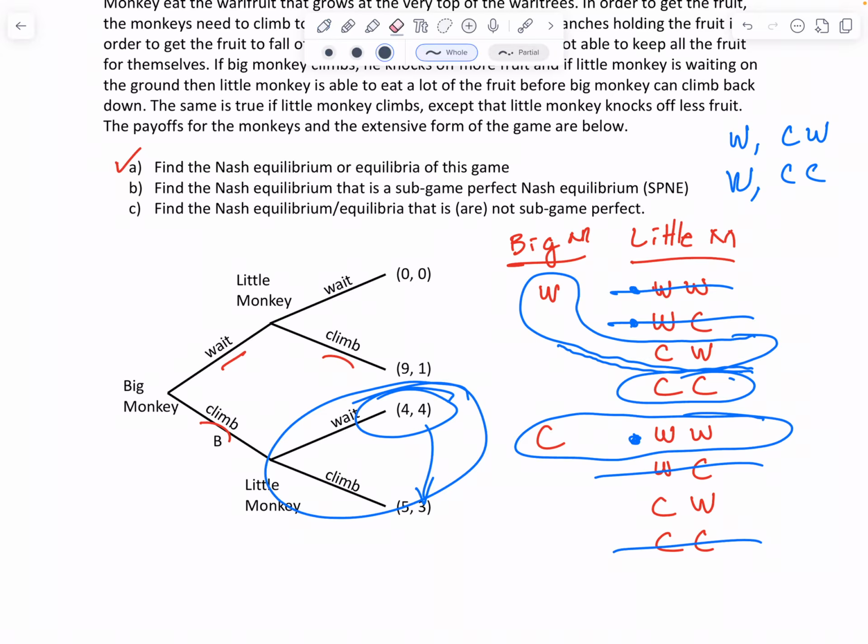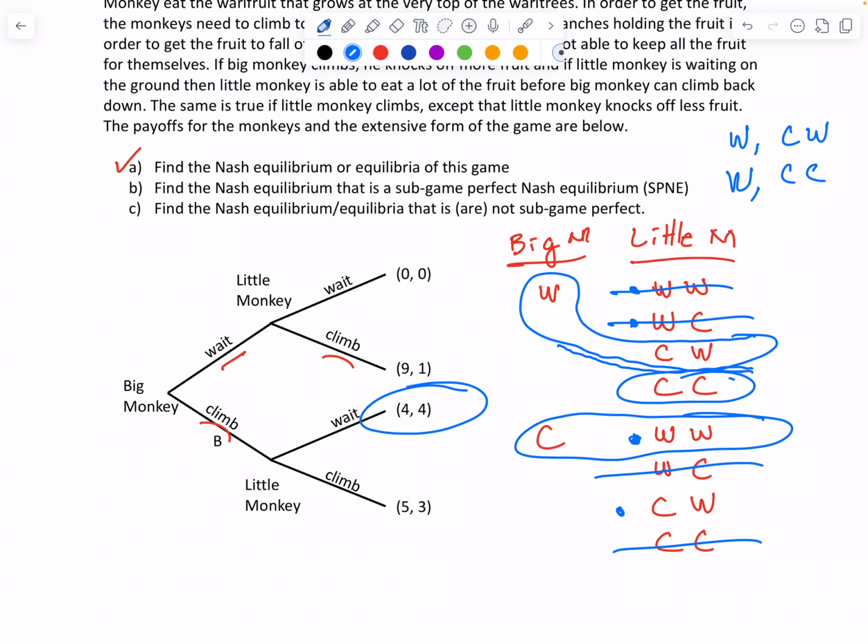All right, so the last one we want to analyze is this one here. That is, big monkey climbs, and little monkey climbs up here at the top tree, but waits on the bottom tree. That means we're here again, okay? So we know little monkey is happy here waiting down in this game, because if they switch to climb, then they go from 4 to 3, and they don't want that, okay? All right. What about big monkey? Well, if little monkey is going to climb up here and wait down below, then this is the other potential scenario here, 9 and 1.